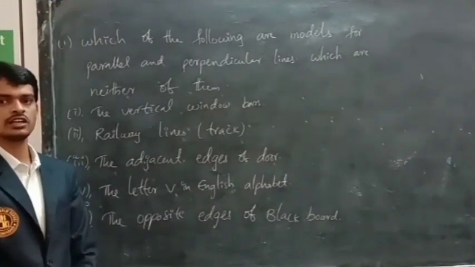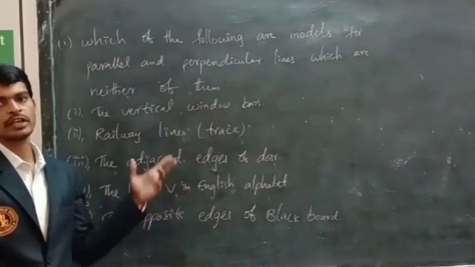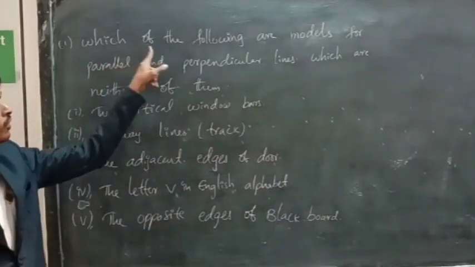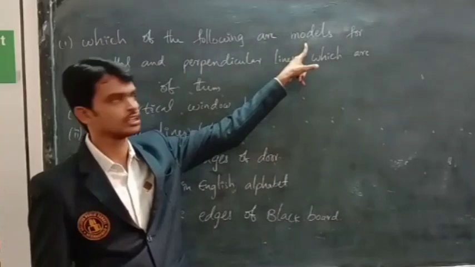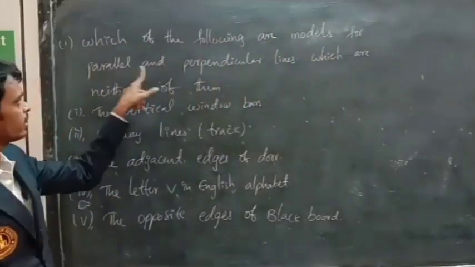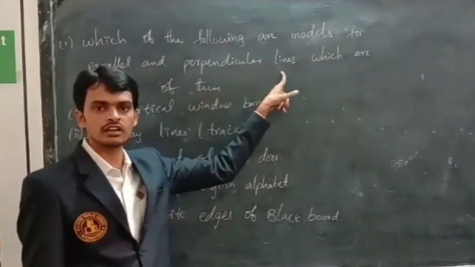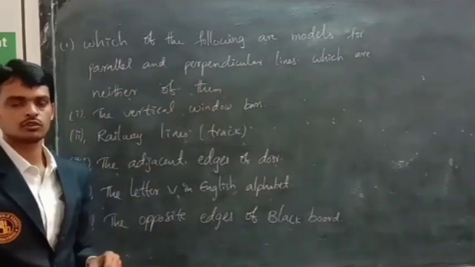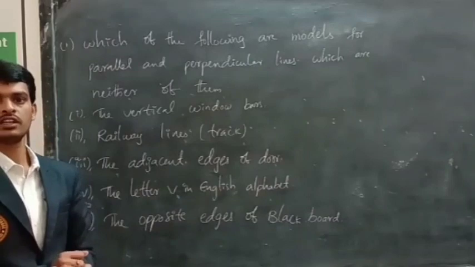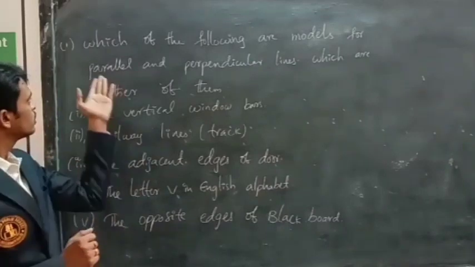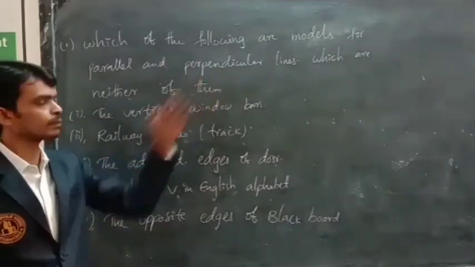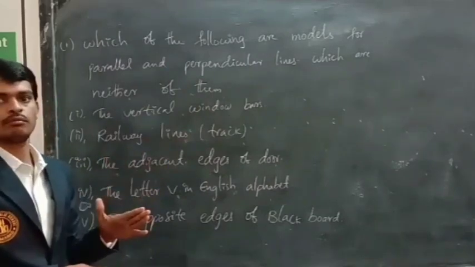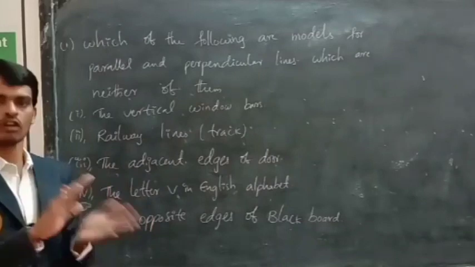Now we will discuss problems based on the different types of lines. First problem: which of the following are models for parallel and perpendicular lines, or neither of them? We have to identify the models for parallel lines and perpendicular lines, and which are not. Neither of them means those are not.